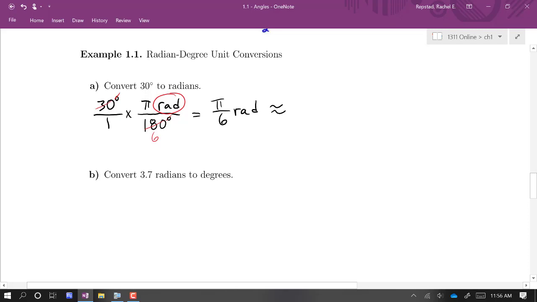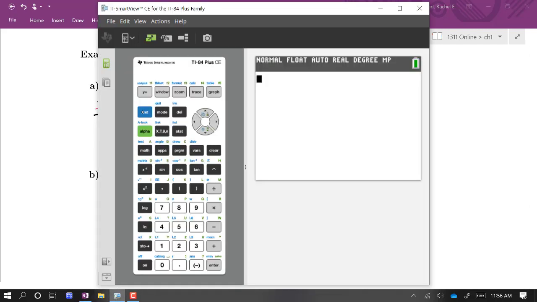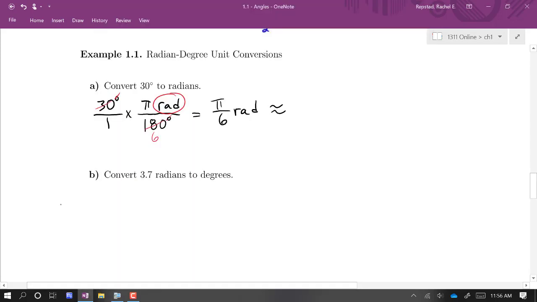And if we want to approximate, I hit the second button with the up caret. See, pi is in blue here. And that'll bring up pi, divided by 6, and we get 0.524 radians. If I can be exact, I usually am, so I usually would leave it there.